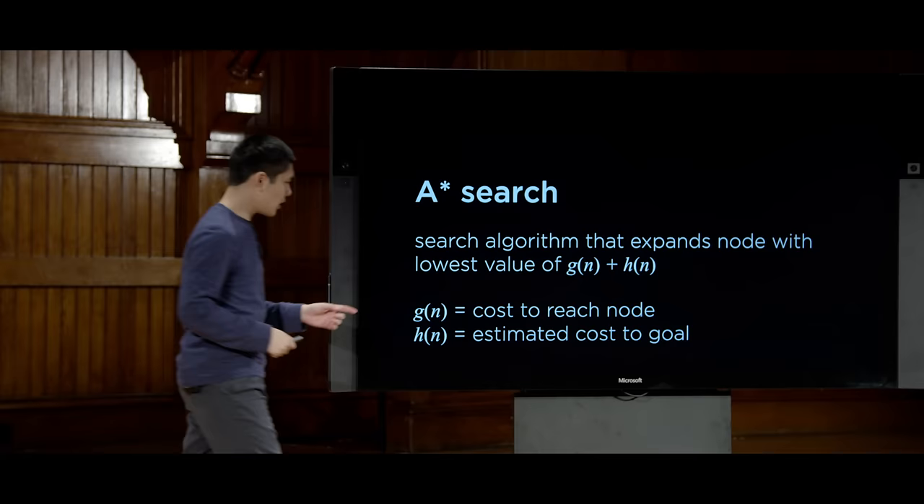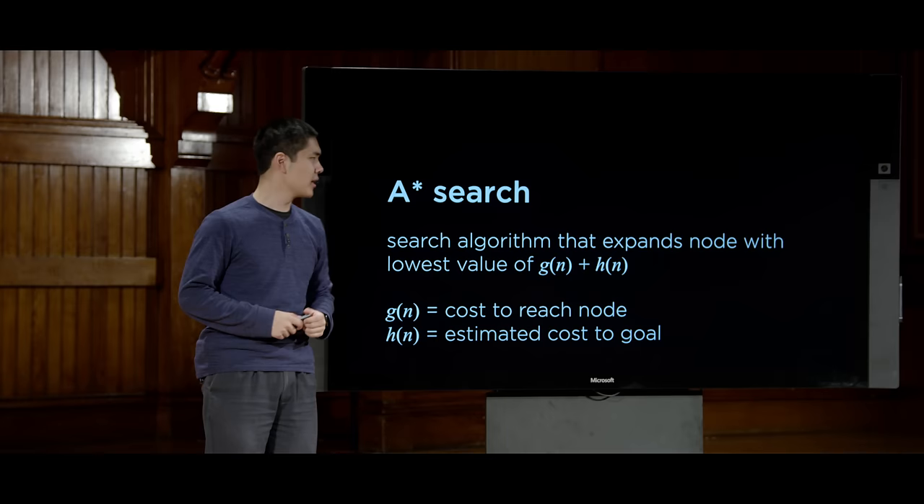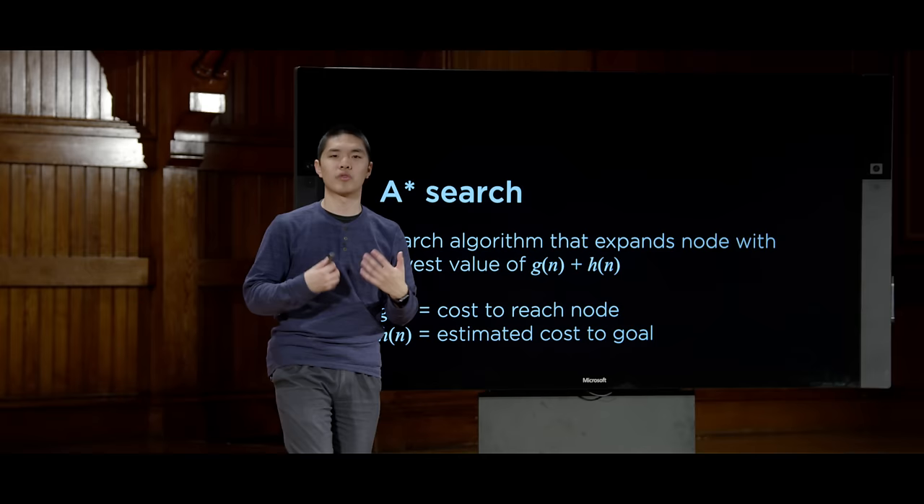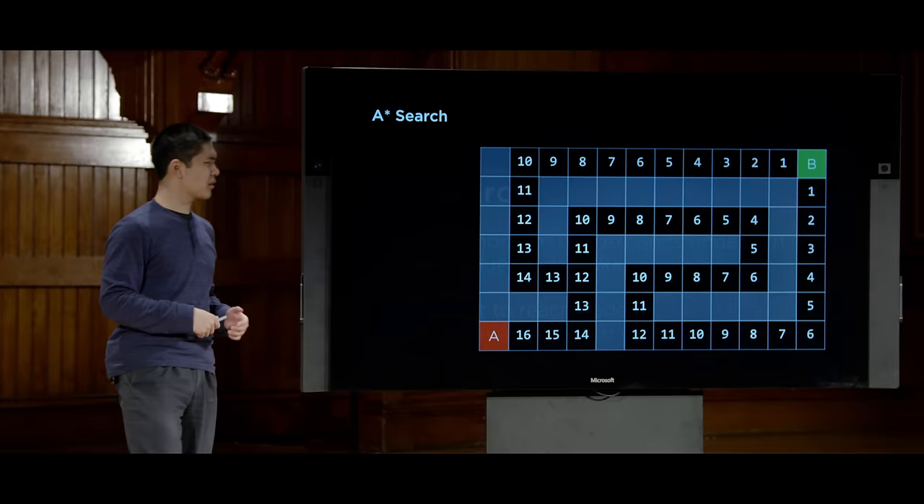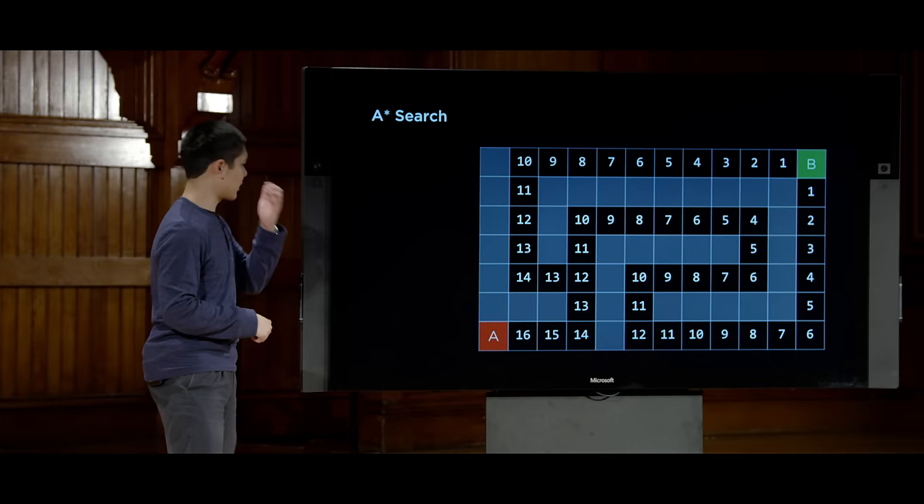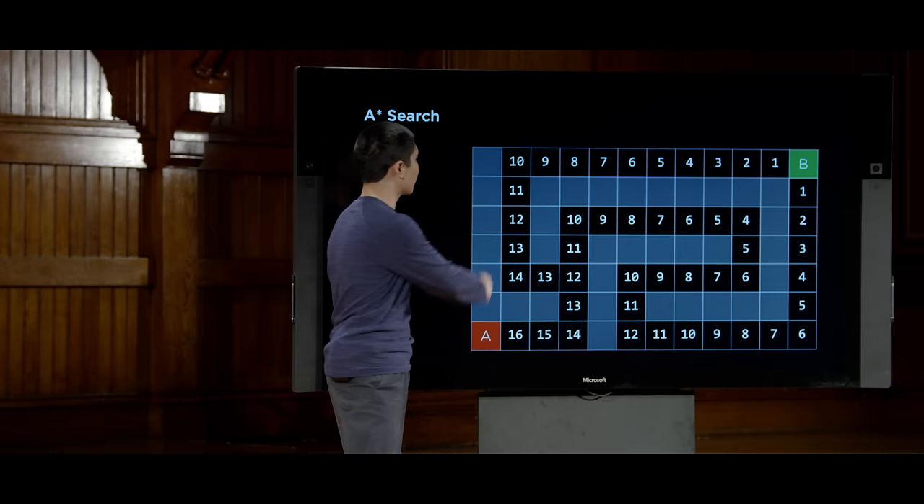So A-star search expands the node with the lowest value of g(n) plus h(n). h(n) is that same heuristic we were talking about a moment ago, which is going to vary based on the problem. But g(n) is the cost to reach the node, how many steps I had to take, in this case, to get to my current position. So what does that search algorithm look like in practice? Well, let's take a look. Again, we've got the same maze, and again, I've labeled them with their Manhattan distance. This value is the h(n) value, the heuristic estimate of how far each of these squares is from the goal.